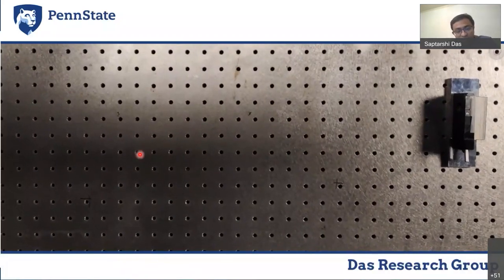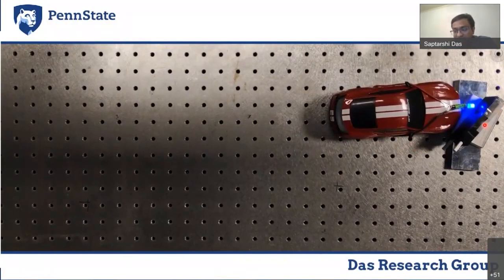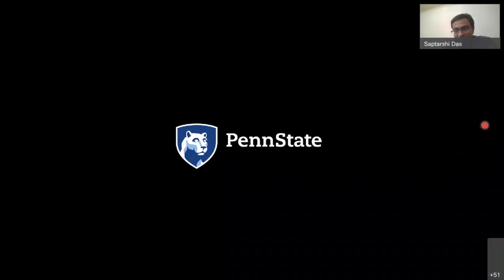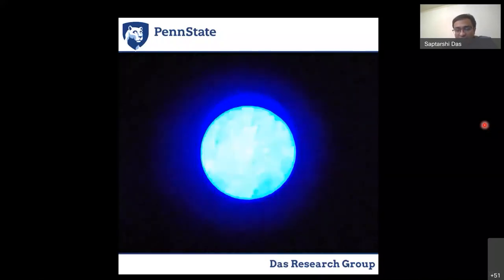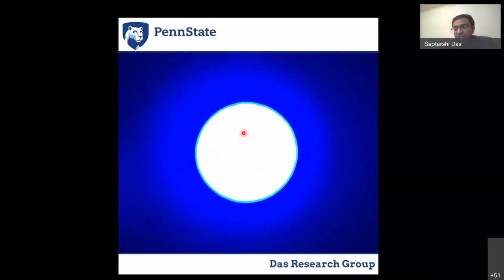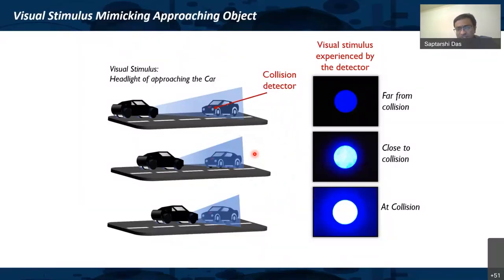And here is an example experimental demonstration. We have a toy car, which is mounted with an LED, and it is on a collision course with this sensor. First, we try to figure out what the sensor experiences when an object is on a collision course. You can see that the intensity of the light that the sensor sees increases in a monotonic fashion. If two cars are on a collision course and they're far apart, then of course the amount of light that the sensor sees is very small. And as the two cars approach, the intensity of light simply keeps increasing.